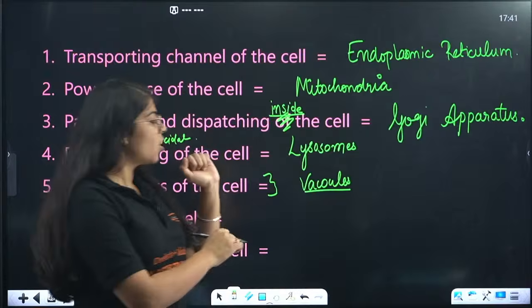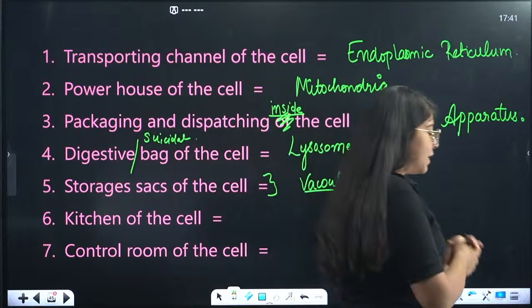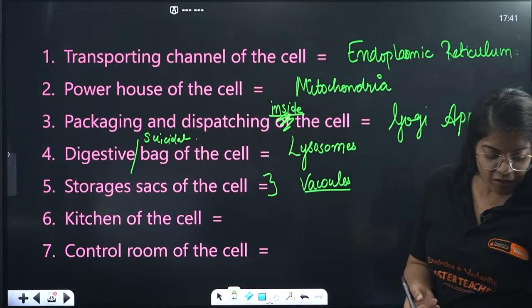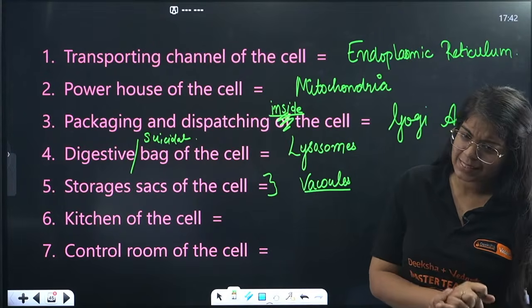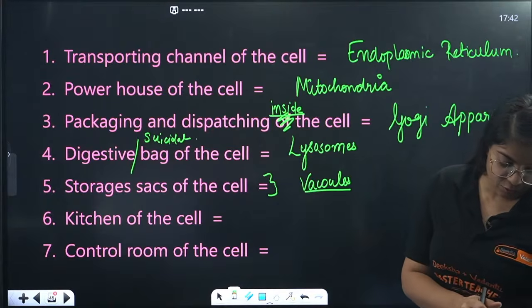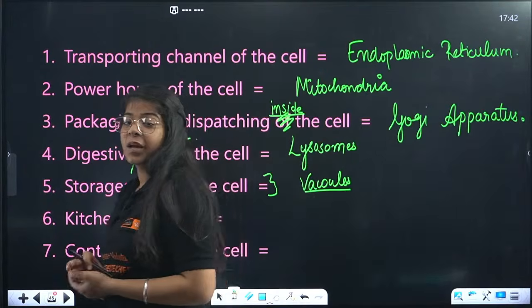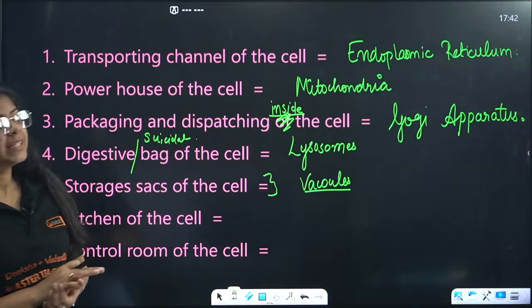Now, kitchen of the cell. What part of the cell is called the kitchen of the cell? Yes, I read vacuoles. Now, which part of the cell is called the kitchen of the cell?